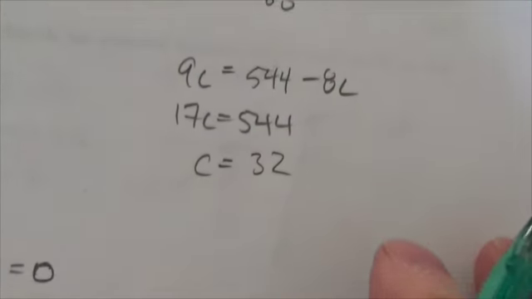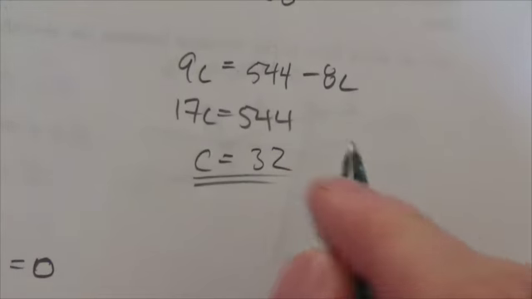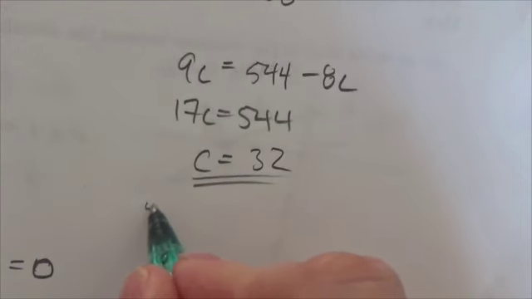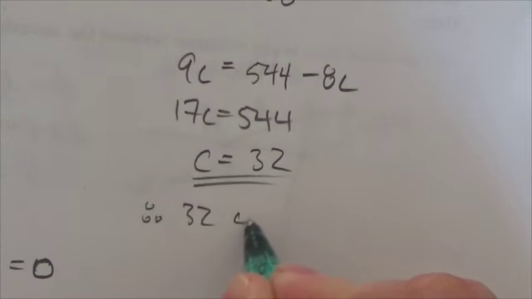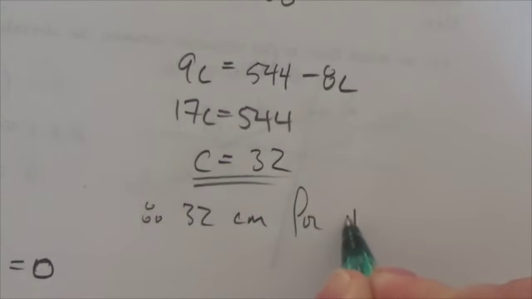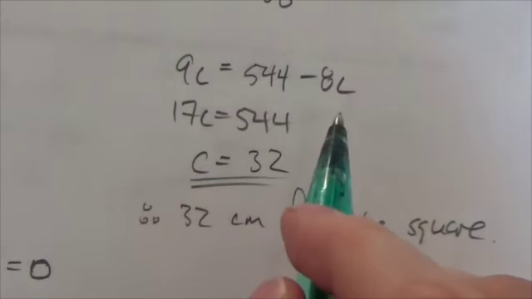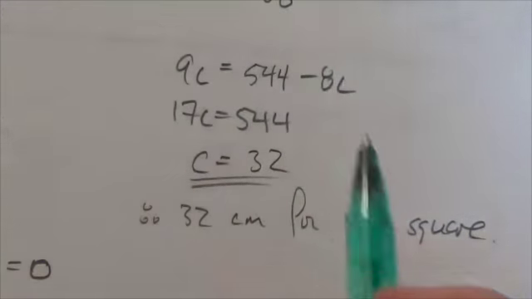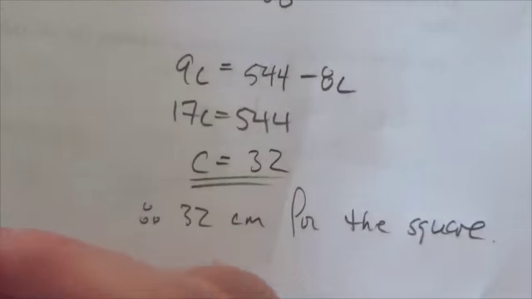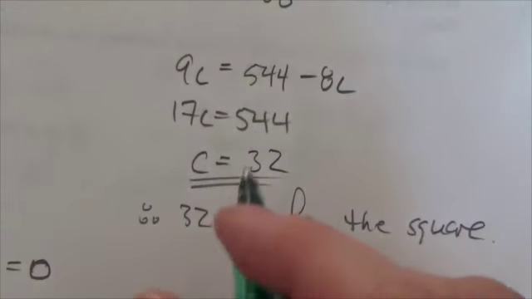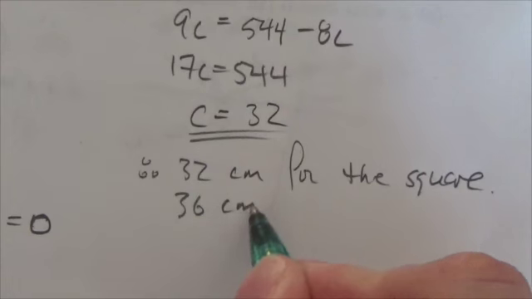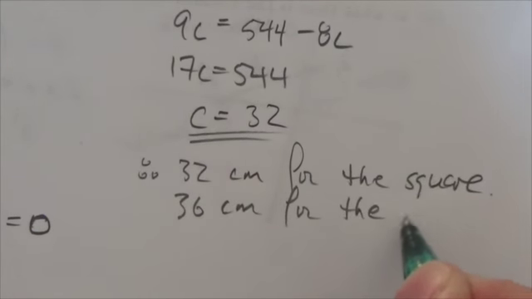And so what that means is that if we cut and give 32 centimeters to the square, remembering that the whole thing was 68, then we're going to have 36 centimeters for the rectangle.